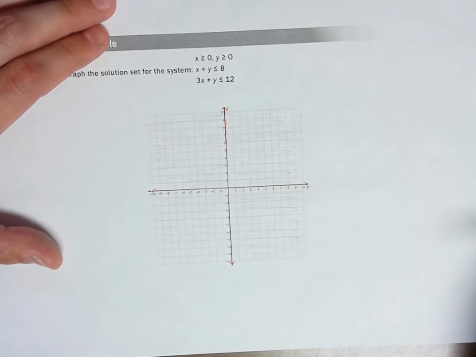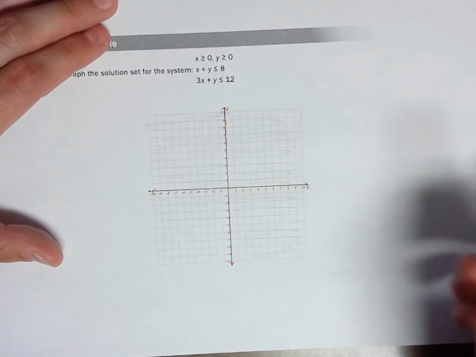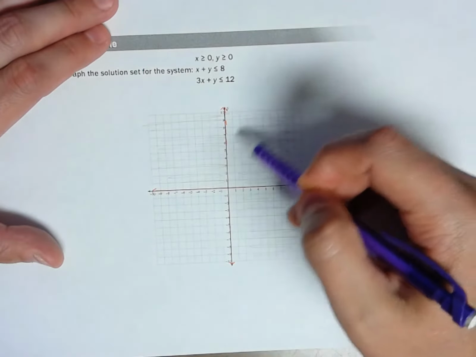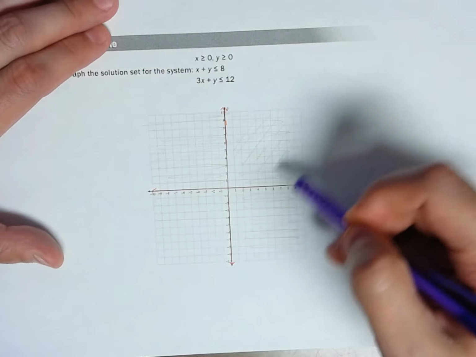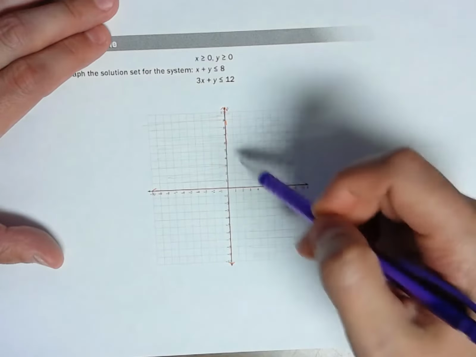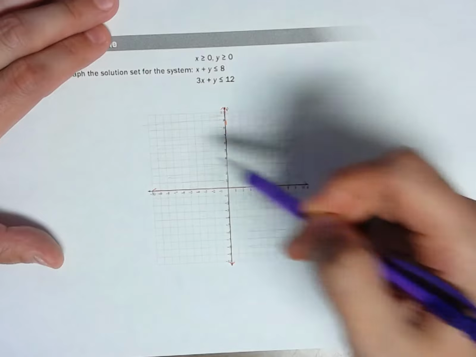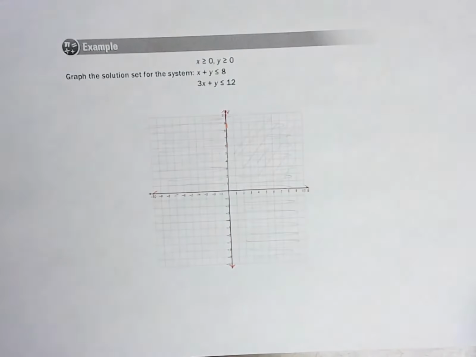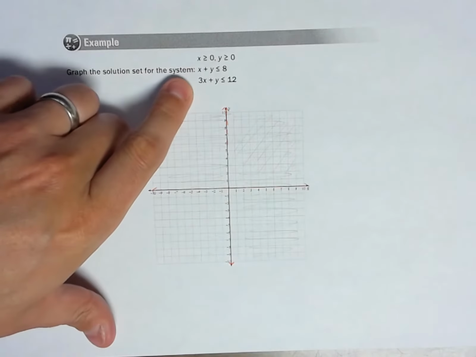So notice so far our overlap is just right here in this first quadrant, so we can actually ignore everything else. Okay, now let's keep going.